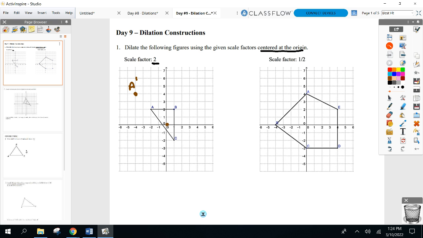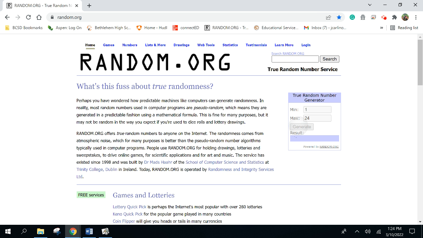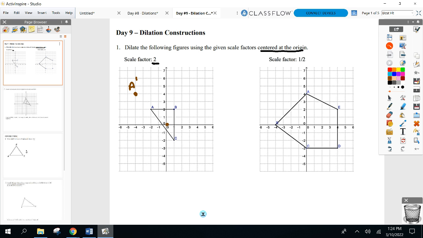All right, let me know. B, how far away is B from the origin? Give me up and over how many? For B. Up 2 over 1. Yep, up 2 over 1. Guess what I'm going to do again? Up 2 over 1. And there's B prime. I'm doubling my distance away.